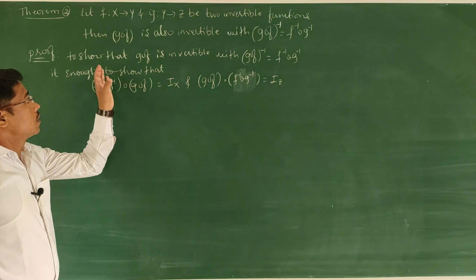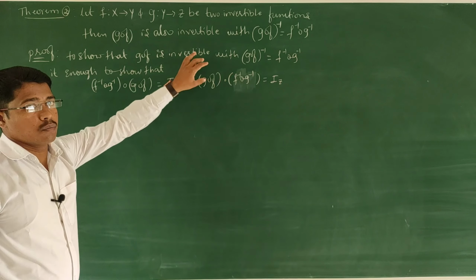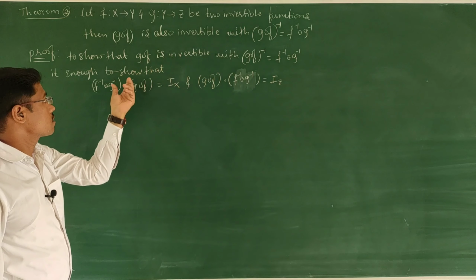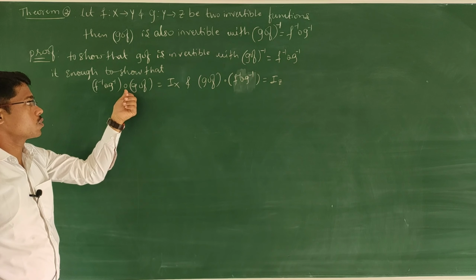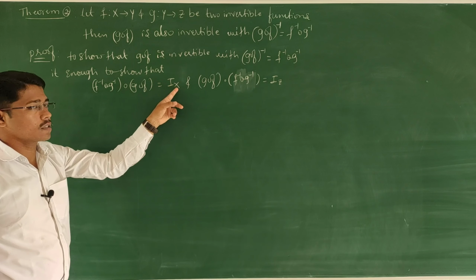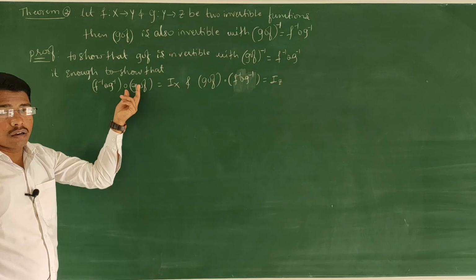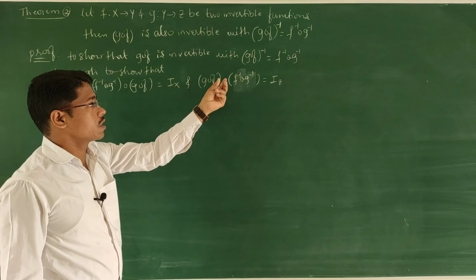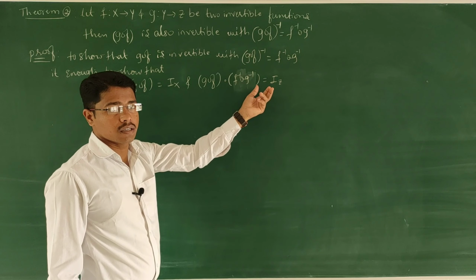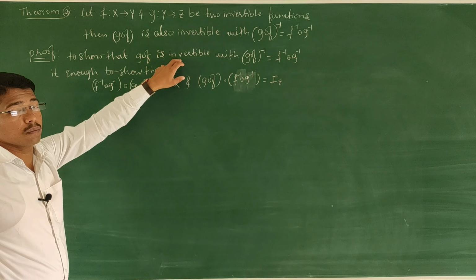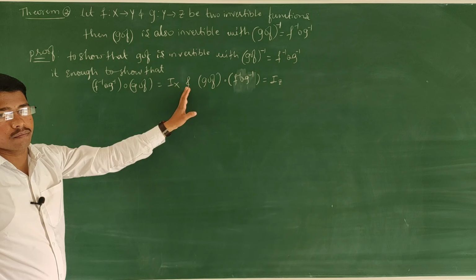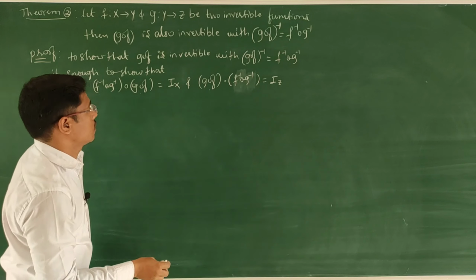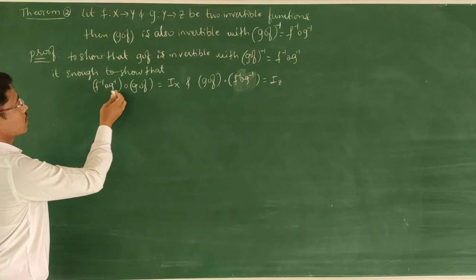So what did we have to prove? gof is invertible with this result. To prove that, it is enough to show that; if we prove this, this result is confirmed for us. That is f inverse composition g inverse composition g composition f equal to Ix. So an invertible function composed with its inverse must give the identity function, right? Then it is invertible, meaning fog and gof equal identity. Right now, let us see, take this one first.